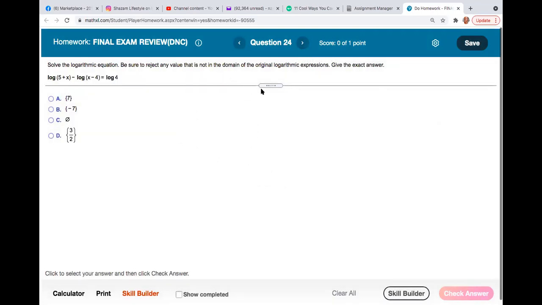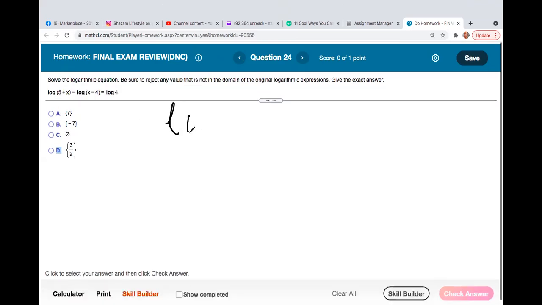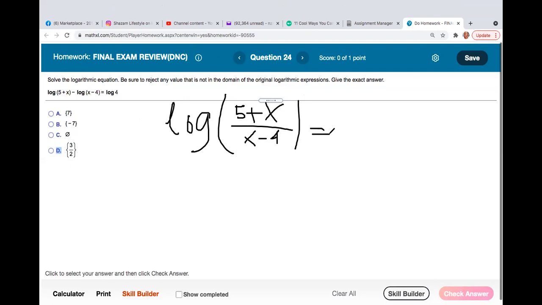All right, here's the next one. On the left side, you've got to condense that into a single log base. So it's going to be log, and then, guys, it's subtraction. Subtraction becomes division. 5 plus x over x minus 4.